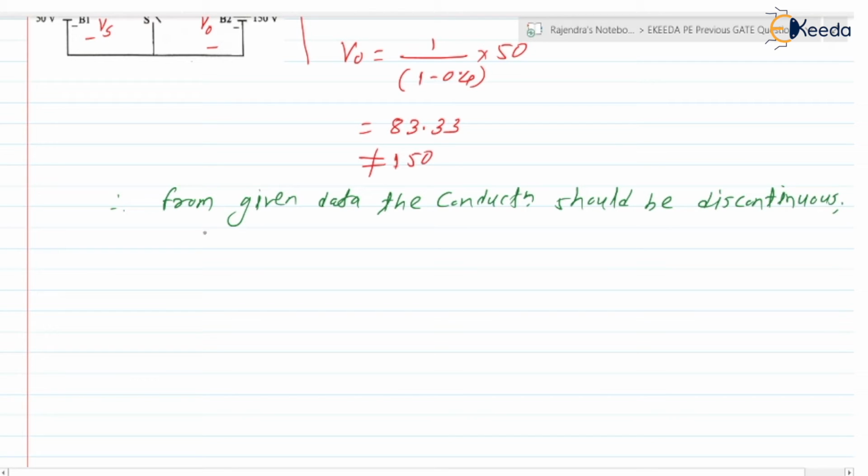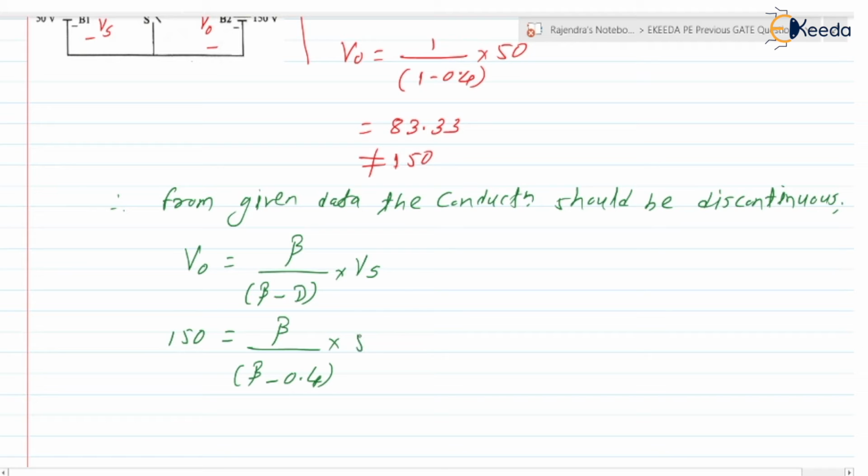Now, for discontinuous conduction, we have V0 equal to beta upon beta minus D into Vs. We have beta upon beta minus duty cycle D into Vs. This is the expression. Now let us put V0 as 150 volt. We need to find beta, so 150 equals beta upon beta minus 0.4 into Vs. What is Vs? It is 50 volt. So from this we can find beta.